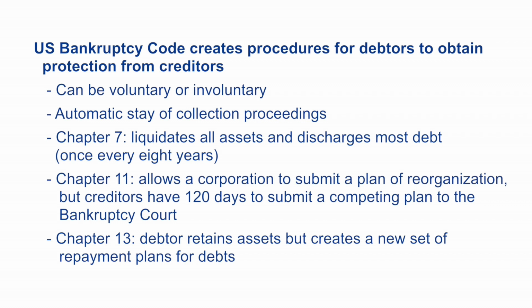And then finally, there's a proceeding under Chapter 13 of the Code, which enables debtors to create a repayment plan for certain debts. So debtors in this case retain their assets, unlike the other two chapters, but use the bankruptcy process to help them adjust their debts and develop a plan for repaying them over generally a longer period of time.